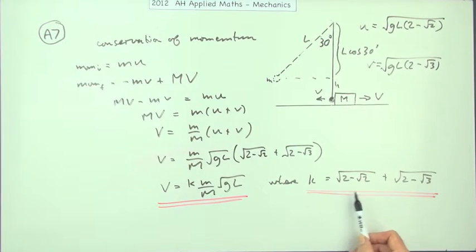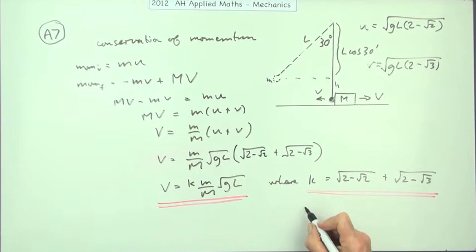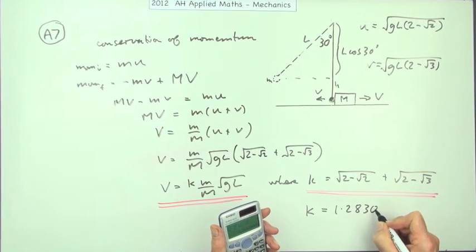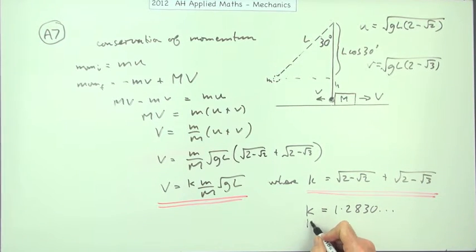Well, that's its exact value, but does it want it as a decimal? You could always just press the buttons on your calculator just for safety. And if you do, you get 1.2830 and so on. So we could round that off to k equals approximately 1.28.